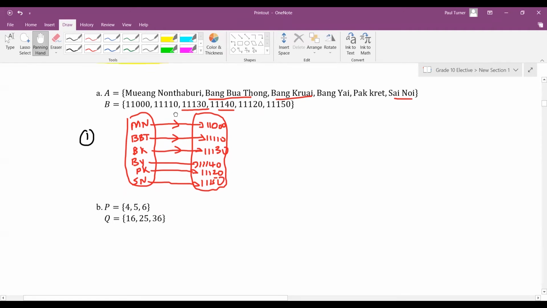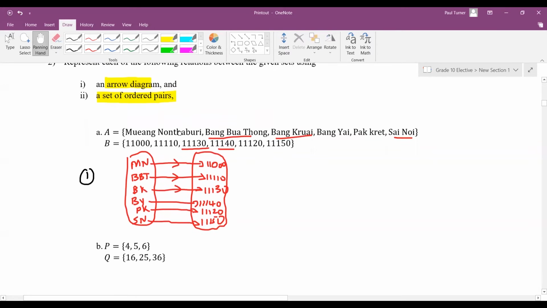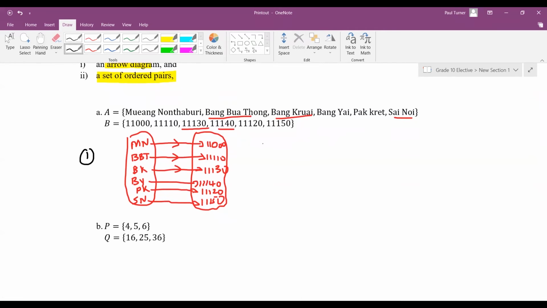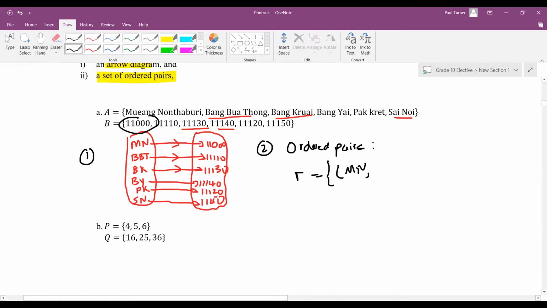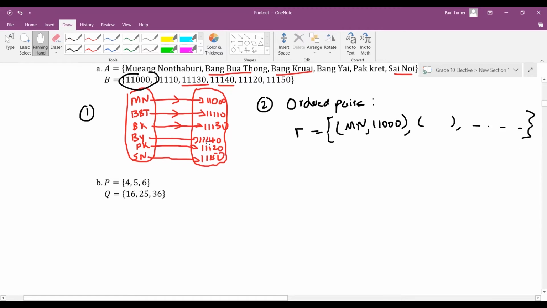And then the other way was a set of ordered pairs. So for your ordered pairs, I won't write them all out, but let's do the first one. So just R for relation. Your first ordered pair would be Nontaburi, and then the value, 11000, like that. And then you list the other ones here and put them in brackets like that. So they're your ordered pairs. So just do that. And to save time, I won't write them all out.